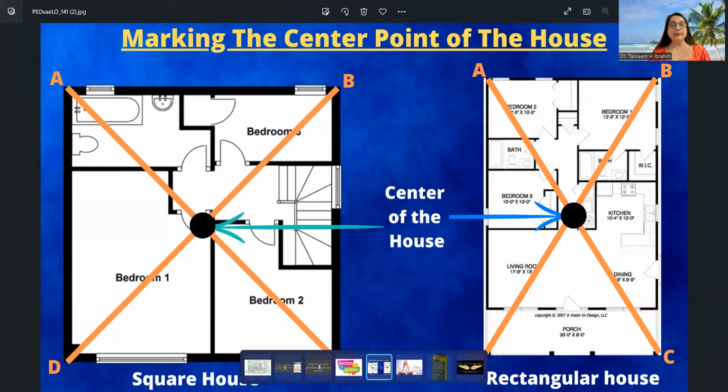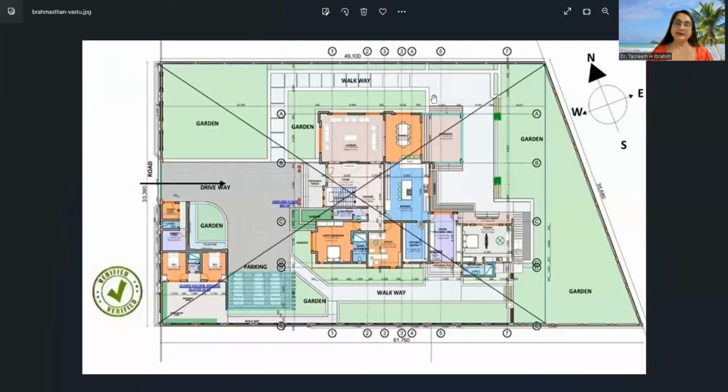Now let me give you another example. Let's say you have a house like a bungalow which has garden areas around, a walkway, parking, etc. In this case, this entire portion is your house. So you will draw the line throughout the entire portion and then get the midpoint to find your Brahmastan. Now, these are two types of houses which are single floor.